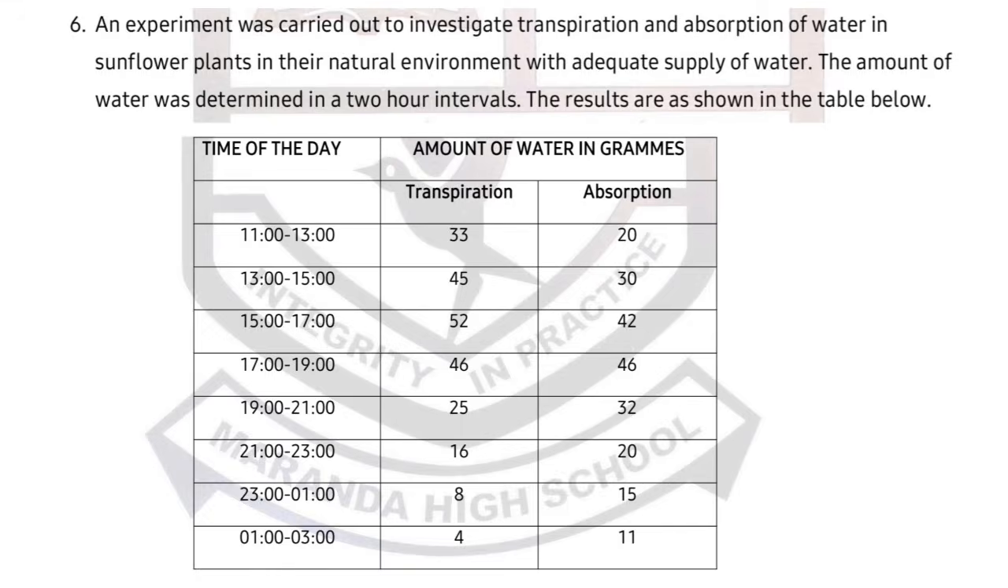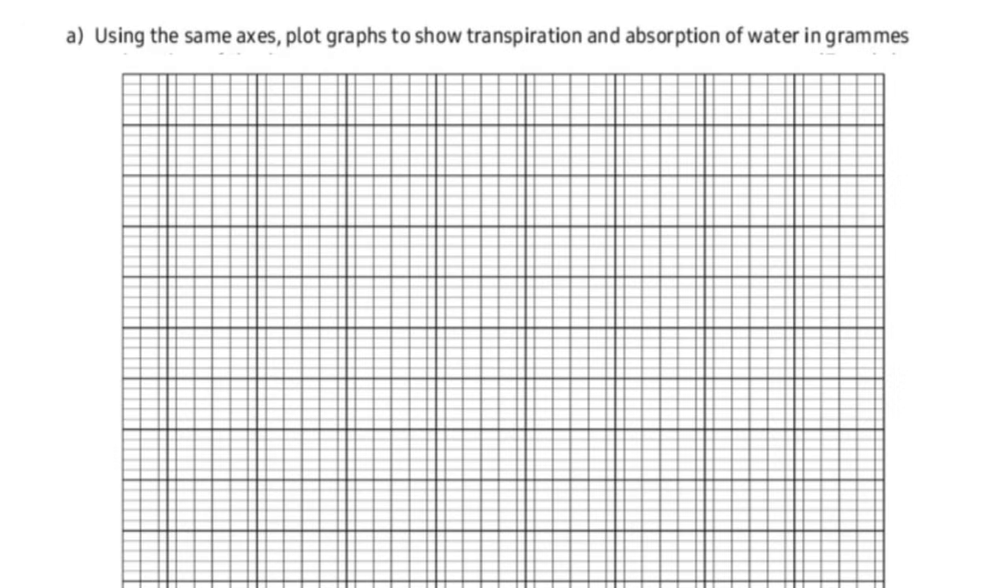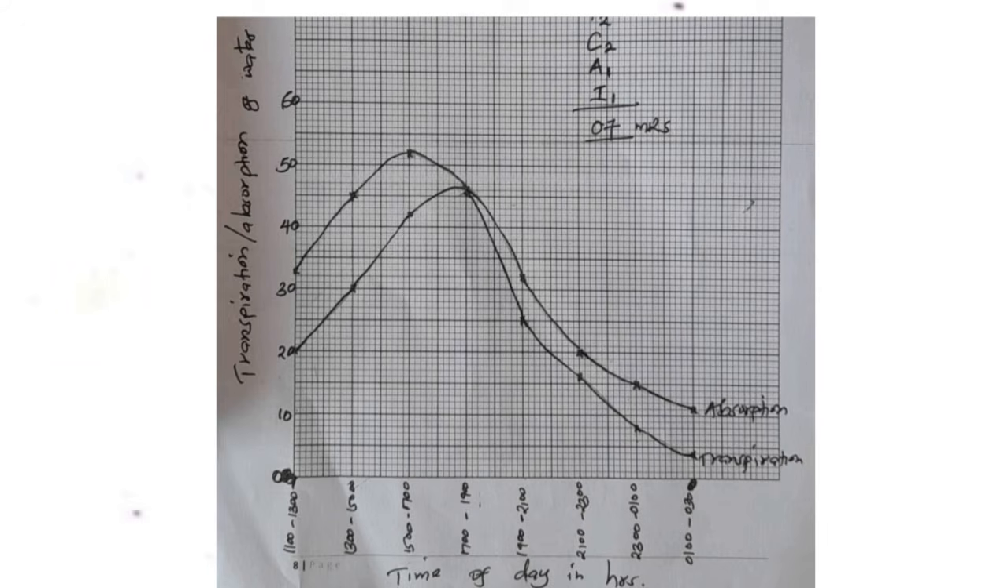Let's proceed to part A. Using the same axis, plot graphs to show transpiration and absorption of water in grams against the time of the day. Okay, so I am going to place the graphs over here. Take as much time as you need to go through it, observe it, and so on. Once you are ready, you can press play and continue with the lesson.